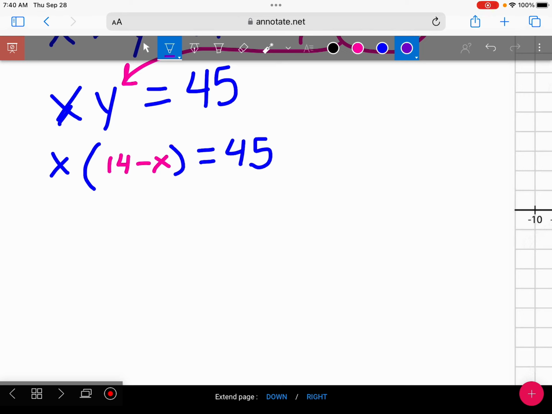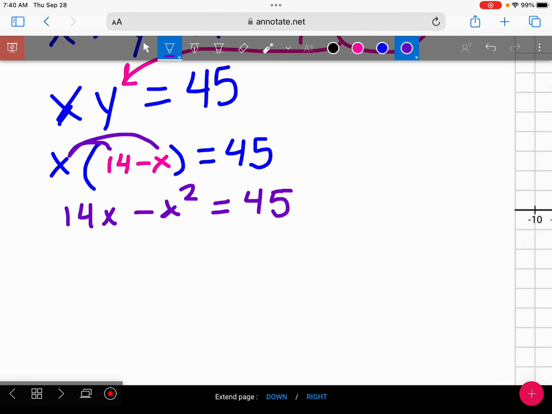Then we're going to simplify this. I'm going to distribute my x through. 14x minus x squared equals 45. Now that looks significantly more familiar. Now this looks like a quadratic. Before we were going, wait a minute, where did we teleport to here?